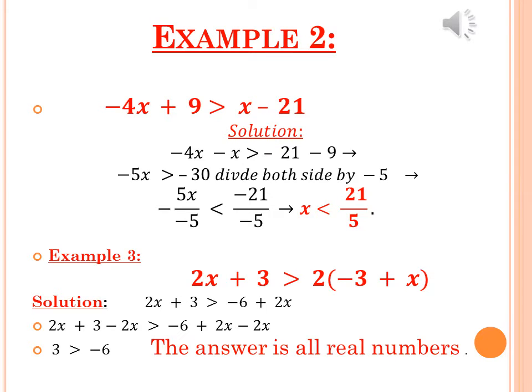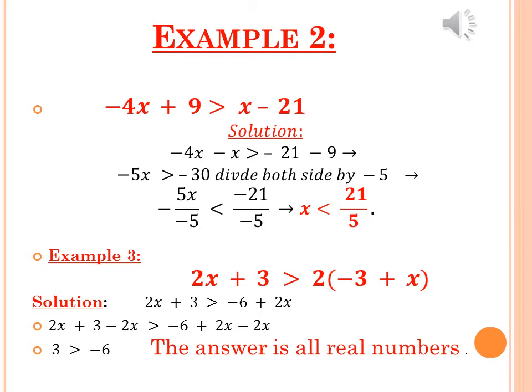Another example of an inequality. We want to solve minus 4x plus 9 greater than or equal to x minus 21. Simple example. Arrangement. Add 4x to both sides. So minus 4x plus 4x cancel. We have left side is 9. Add also 4x to the right. So x plus 4x is 5x.